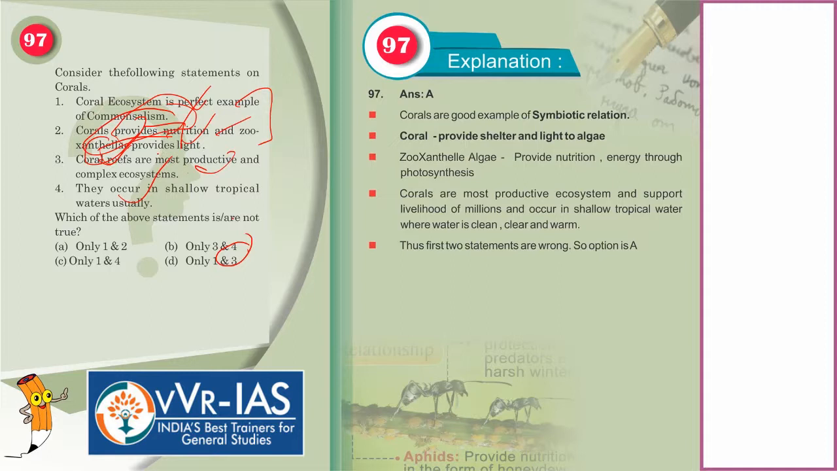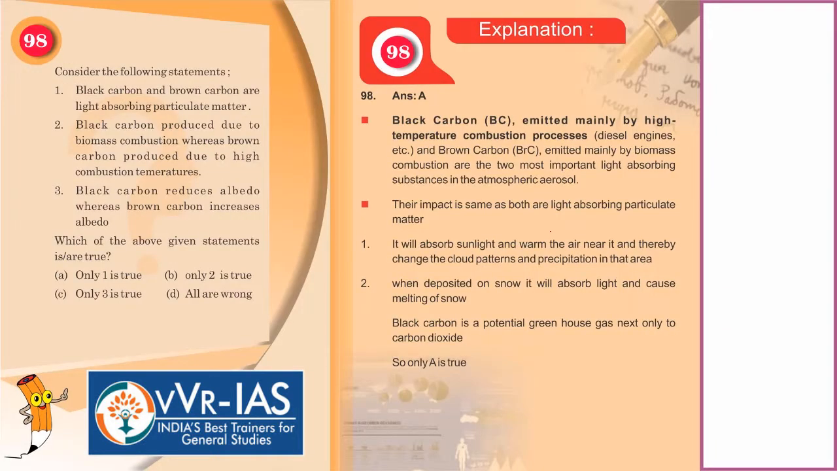Zooxanthellae provide nutrition. So, coral ecosystem is a perfect example of commensalism? No, it is not. It is a symbiosis, because corals coexist with zooxanthellae, which provide nutrition, and corals provide them shelter and light. Coral reefs are most productive. True. They occur in shallow tropical waters usually. Now this is again true. So the first two statements are wrong.